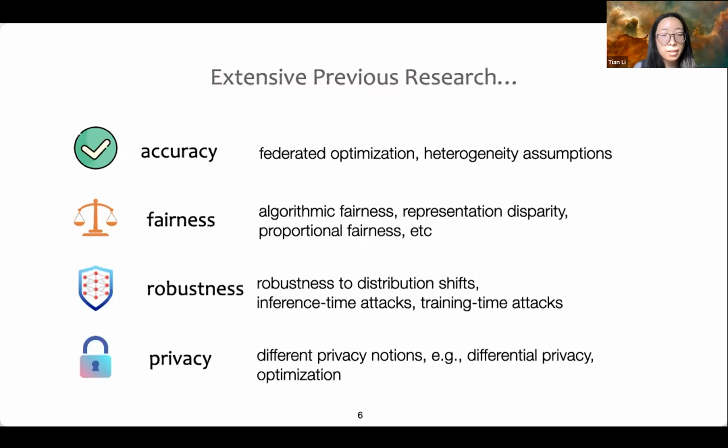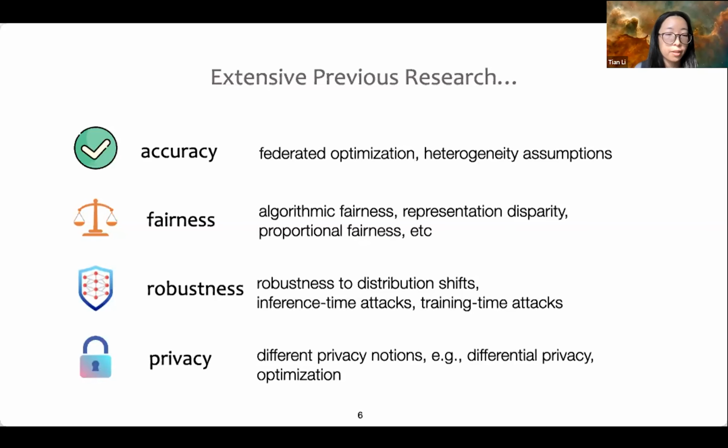And in terms of fairness, I think previous works have considered different notions, such as algorithmic fairness, which is closer to the classic fairness notion in the broader machine learning literature, where people care about the statistical independence between the protected sensitive attributes like race or gender and the predictions. And also representation disparity, to make sure that the model can perform well for all populations of the clients.